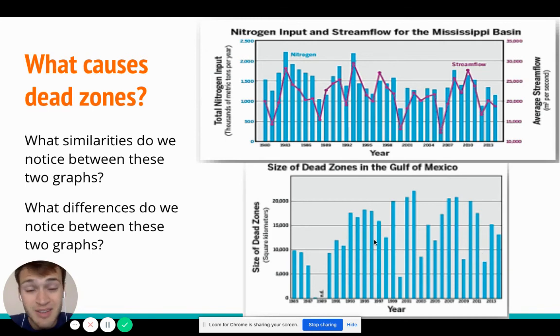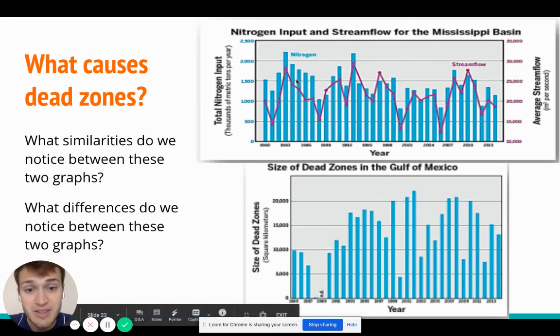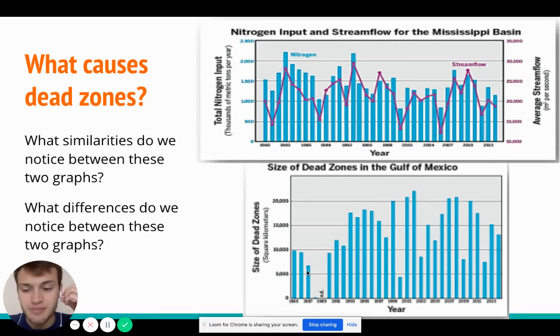Of course, that's not a perfect trend, because we see here when nitrogen's like medium, the size of the dead zone is quite big. And that doesn't quite match up with this medium part. You also see over here when the nitrogen is kind of high, the dead zone's kind of small. And that's because there are other factors that determine the size of dead zones too.